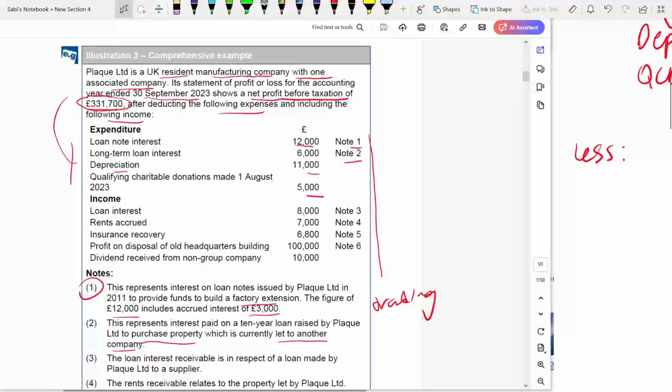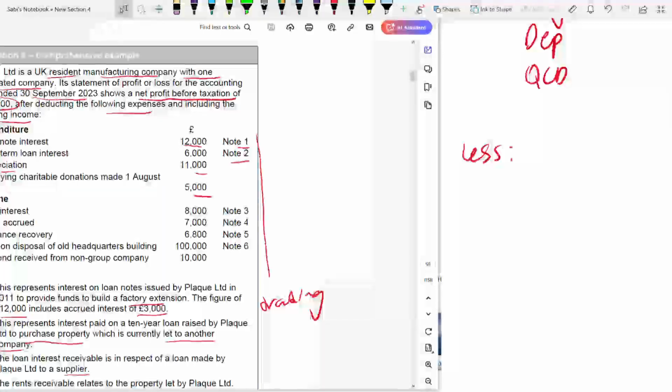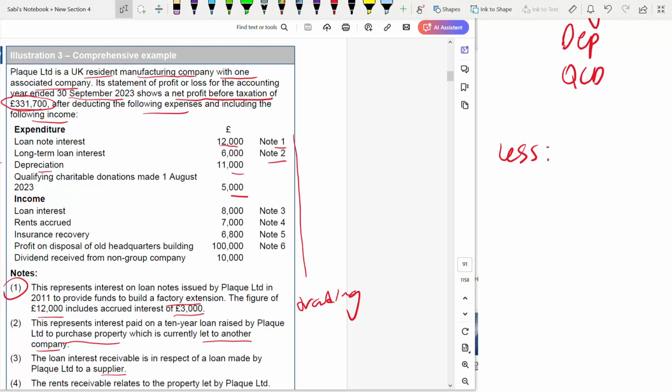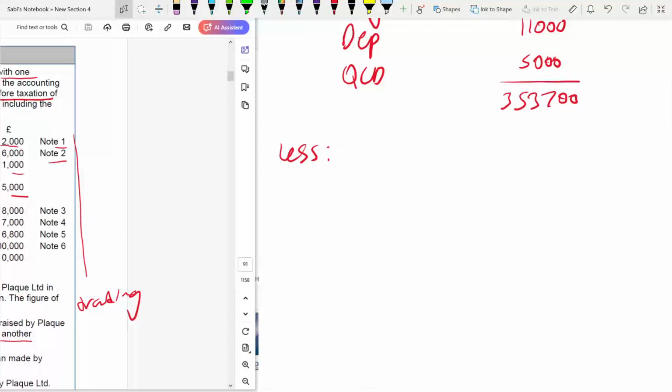Loan interest, note 3. The loan interest receivable is in respect of a loan made by Plug to a supplier. So the third one, you have to do an adjustment. The loan interest receivable. Remember, for income, there is no income from non-trading. From trading, I'm sorry, anything to do with loan, you will not have any income from trading. So this has to be what? Loan interest receivable of 8,000 has to be deducted. It was added, now it's deducted.